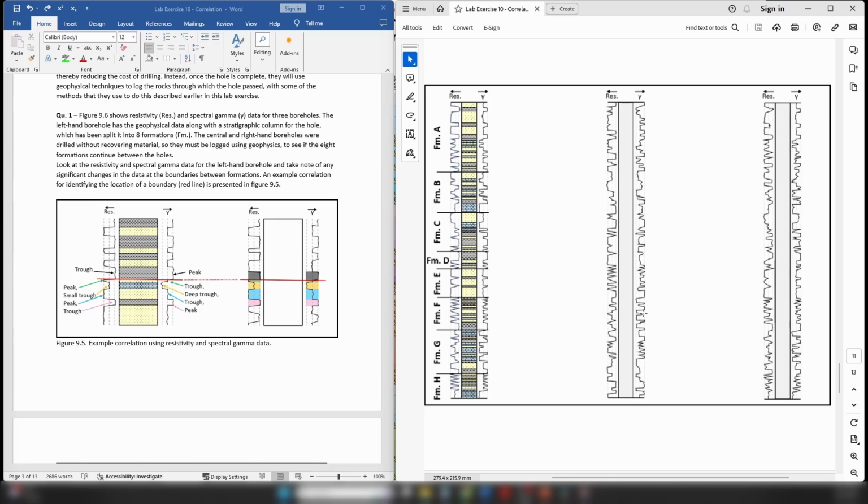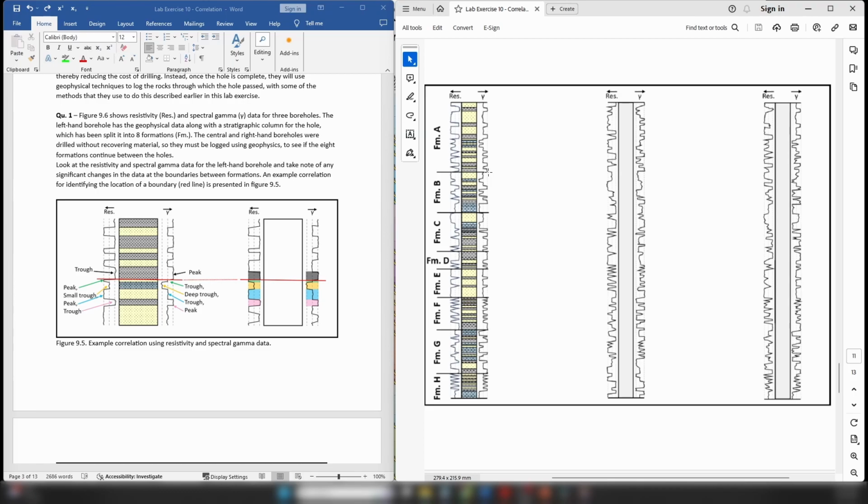That will then allow you to correlate the position of formation E in the borehole taken at location 2. So as you come across to the second borehole, you're going to find, let's say, where the formation A, formation B boundary is. You're going to mark it. So let's say, for argument's sake, it's right there.